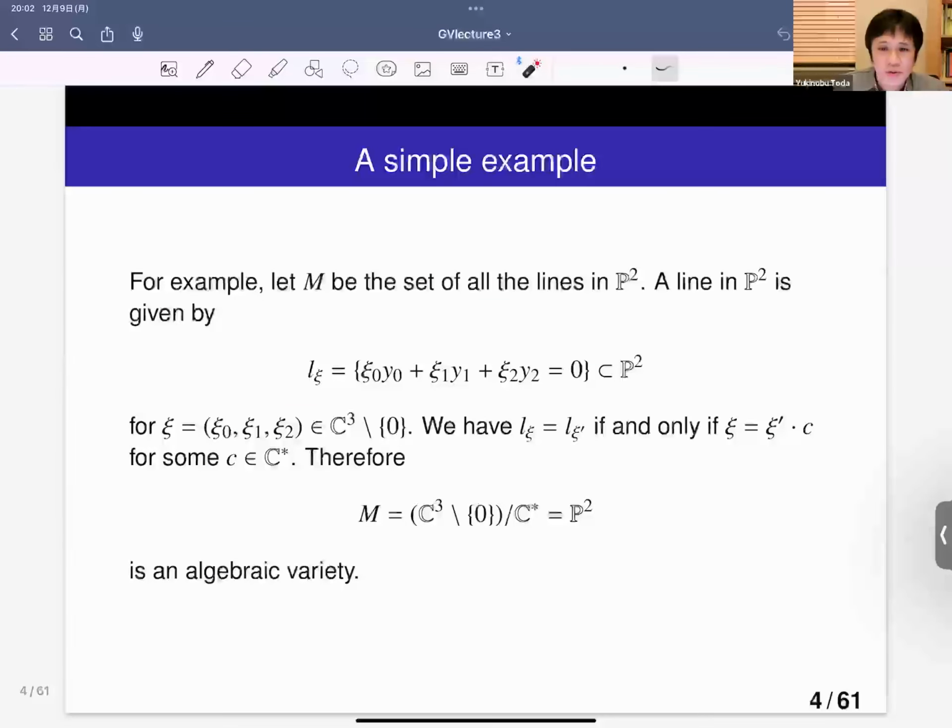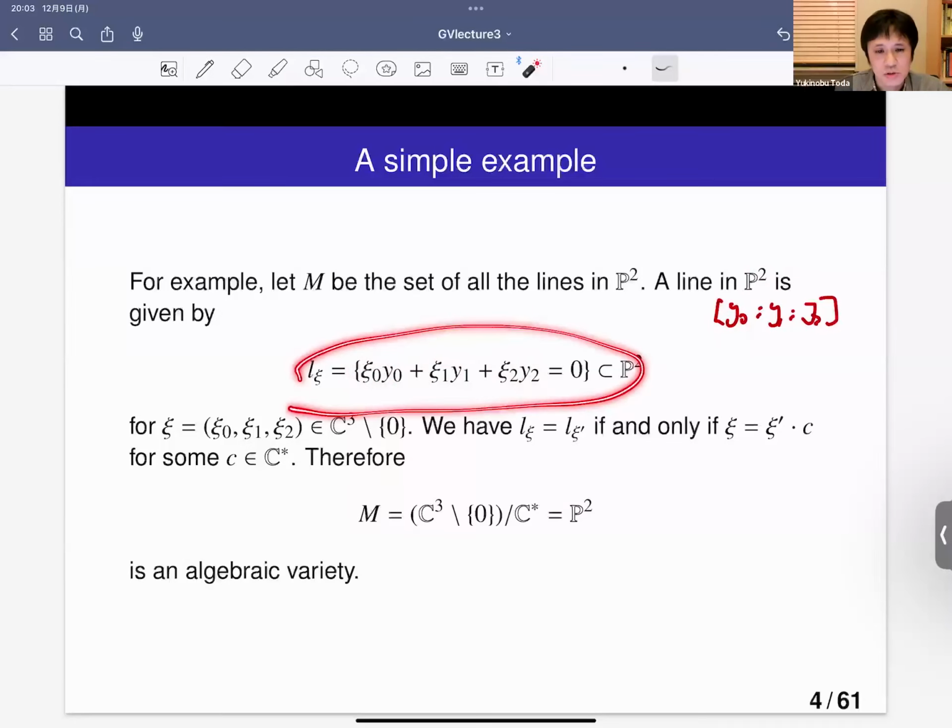Here is a very simple example. Let M be the set of all the lines in P2. So P2 is a two-dimensional projective space. Let's consider a line inside P2. If we take the homogeneous coordinates of P2 as y0, y1, y2, then every line inside P2 is written in this way: for some choice of coefficients, it is given by this linear equation.